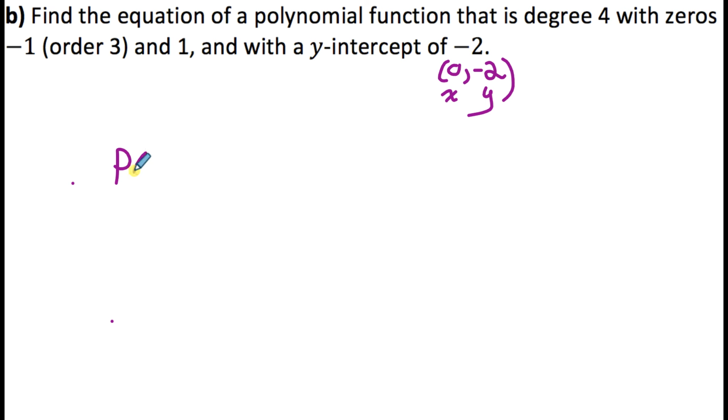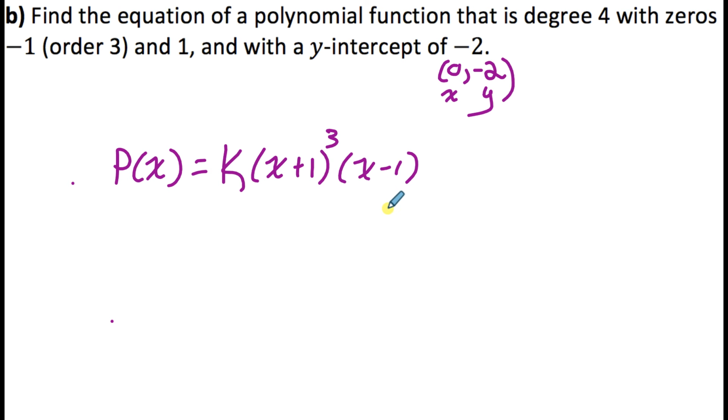So let me write the equation of the family of functions that have those x-intercepts first. That means put that k parameter and then the factors that create the x-intercepts. So the x-intercepts are -1. I know a factor of x plus 1 would create that x-intercept, and it's order 3, so put a 3. And it also has an x-intercept at 1. This factor would create that x-intercept. And since this is a degree 4 function, I know that this one must be order 1. So I don't have to put that 1 there.